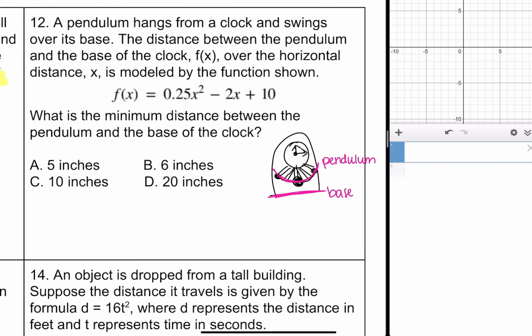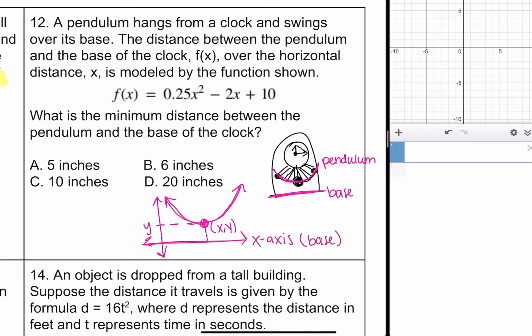So what we're looking for is, think of this as our x-axis, and here's the y-axis. If the x-axis is the base and the pendulum is the parabola, then what is the minimum distance between the pendulum and the base? In other words, what is this height right here? What is the y value of the minimum? We want to find that point and then look at the y value, because y represents the height.